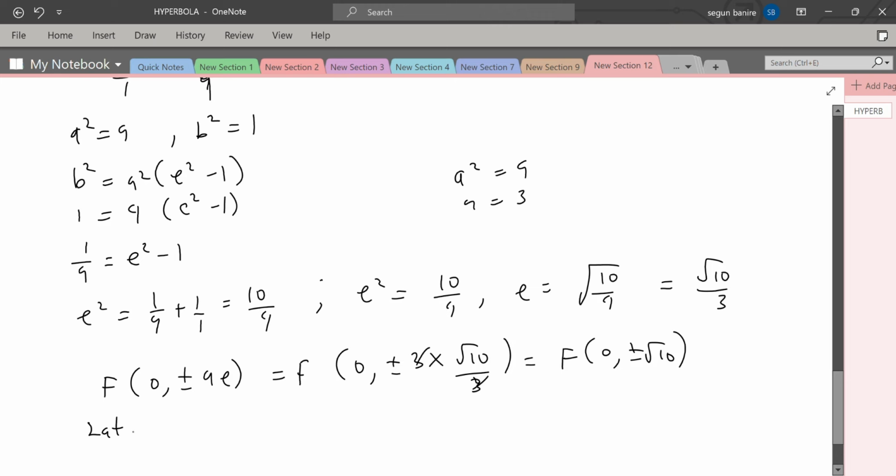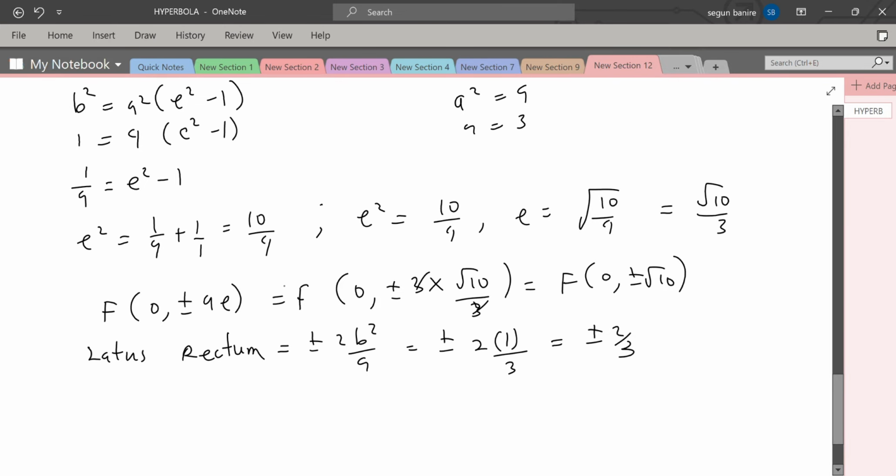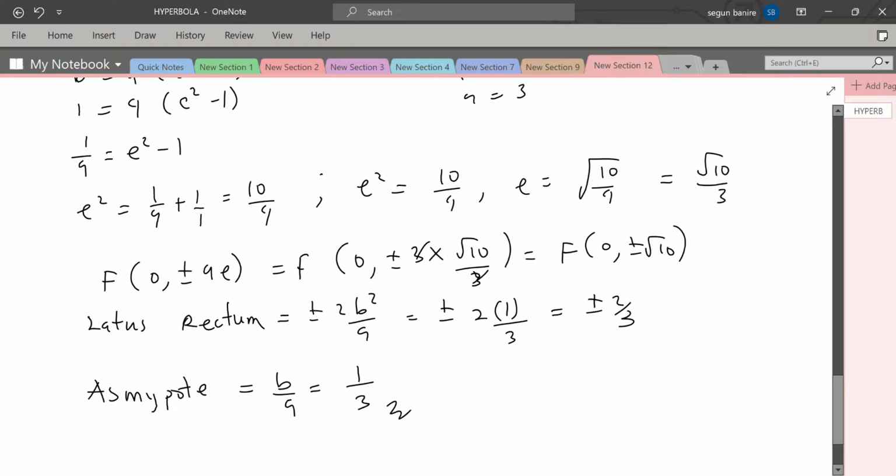So our latus rectum is plus or minus 2b squared over a. What is b? b is 1. a is what? a is 3. So that is plus or minus 2 over 3. Then your asymptote is what? It is b over a. So b is 1, a is 3. So that is your answer. You get 1 over 3.